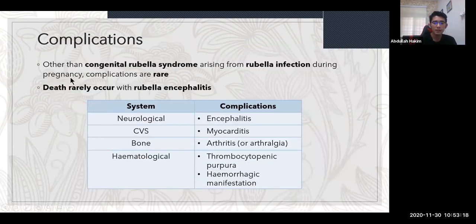So for complications, other than congenital rubella syndrome, other complications are rare. Death rarely occurs with rubella encephalitis. So there are many complications such as encephalitis, myocarditis, arthritis, thrombocytopenic purpura, and also hemorrhagic manifestation.